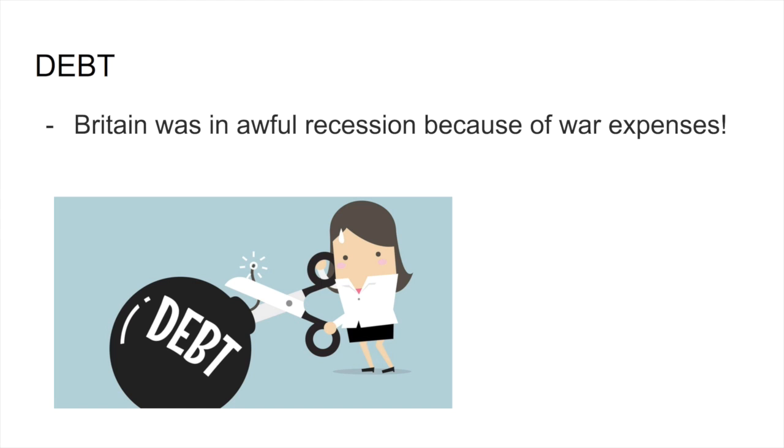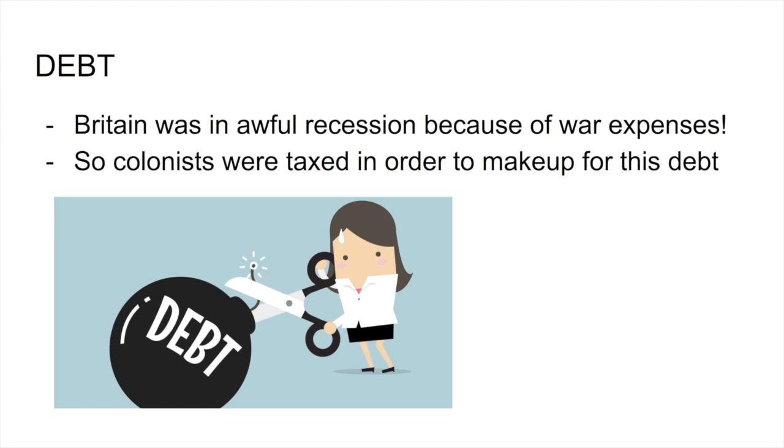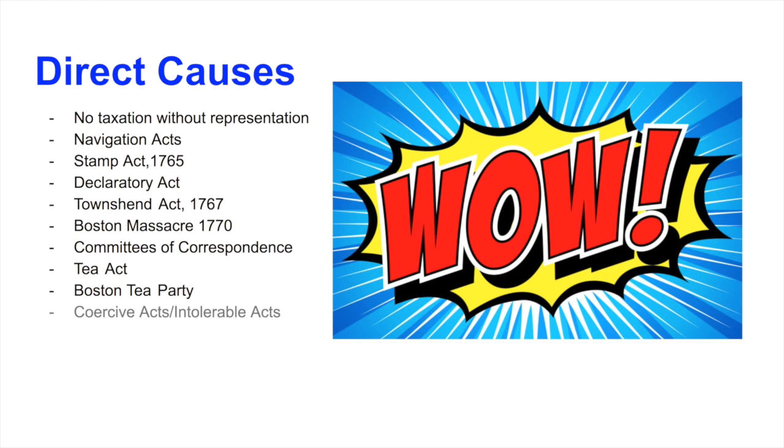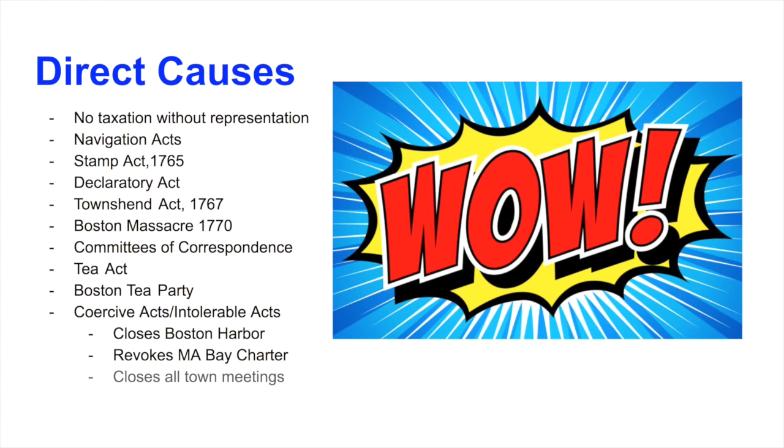And debt. So Britain was in an awful recession because of the war expenses of the French and Indian War. So colonists were taxed in order to make up for that debt. So direct causes, there are a lot. So wow. Okay, we'll go through those.